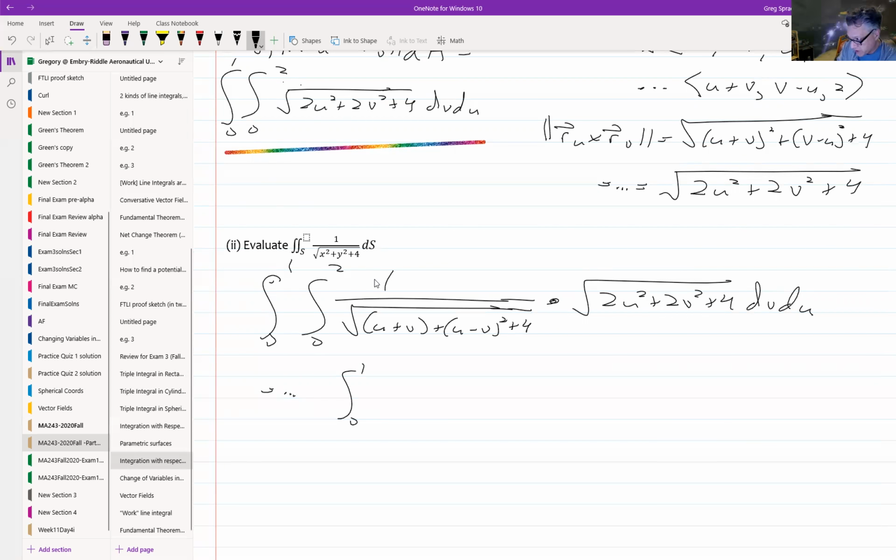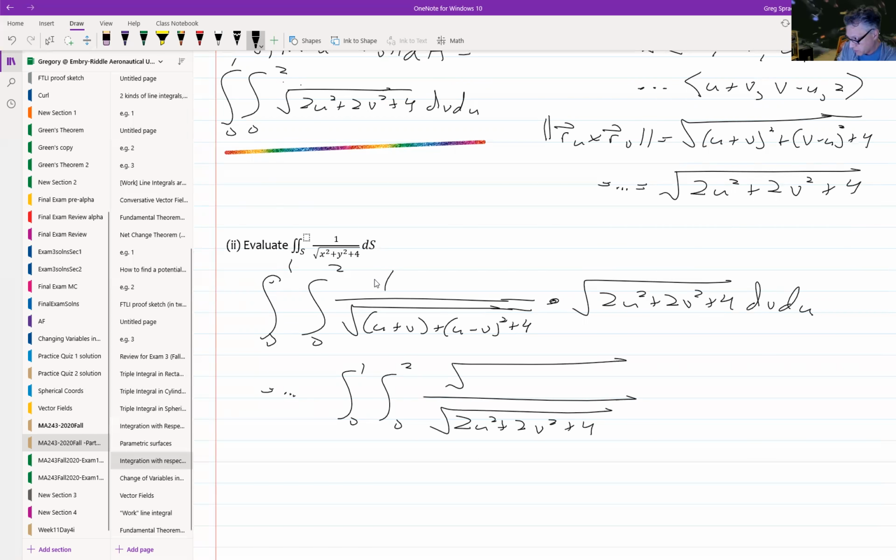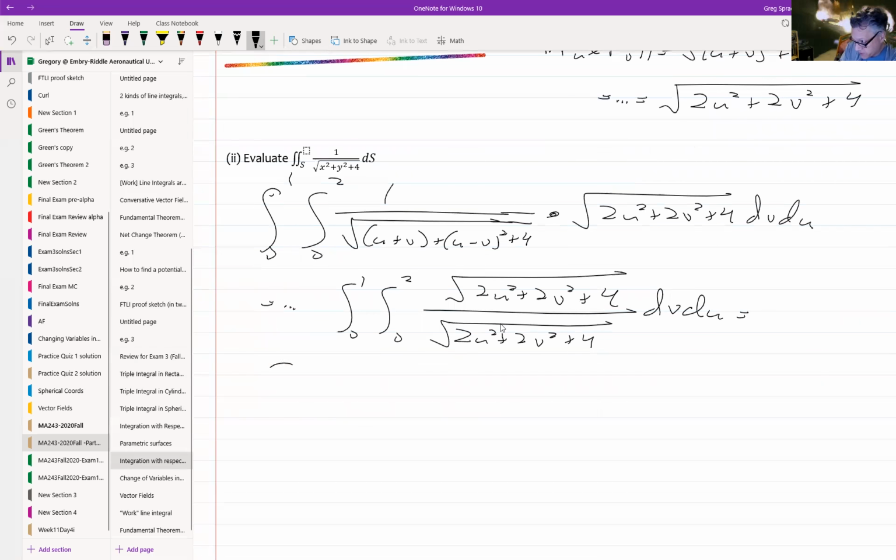Now, when you do the algebra, the denominator turns out to be radical 2u squared plus 2v squared plus 4. And wow, what a coincidence. That's the same thing as the square root that we had already. So the integrand simplifies to 1. Final answer is 2.